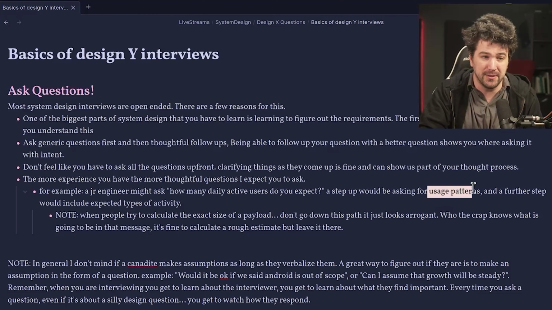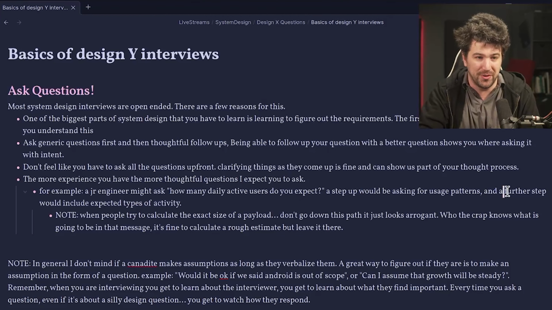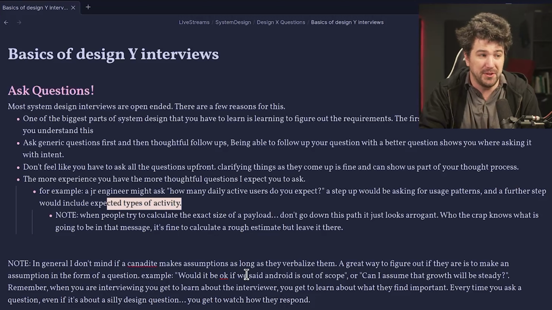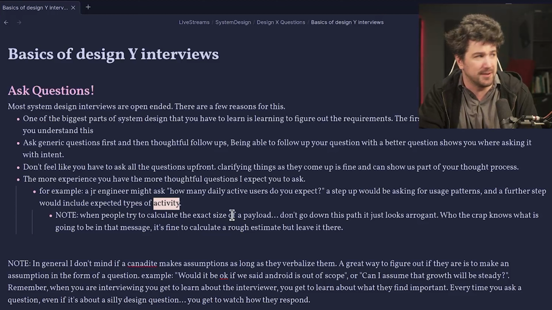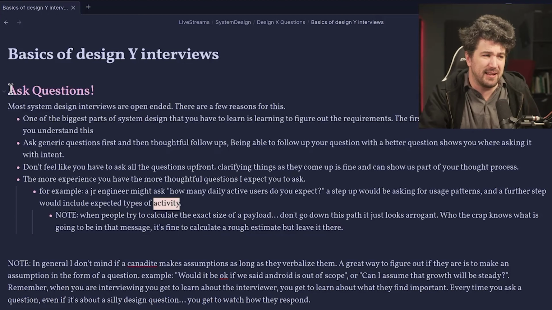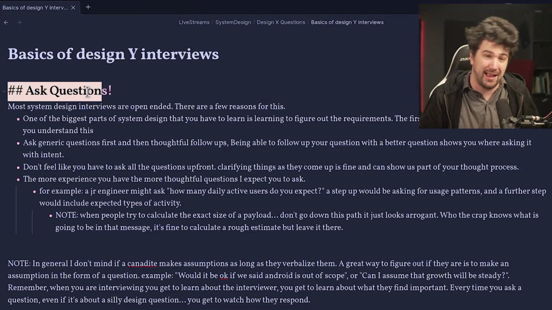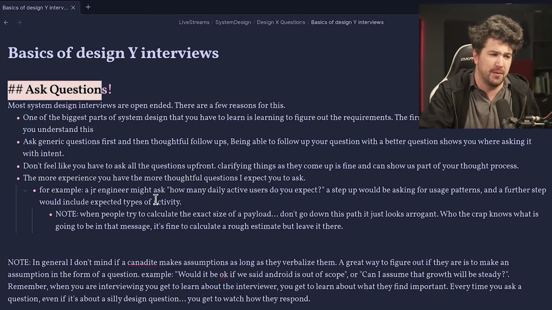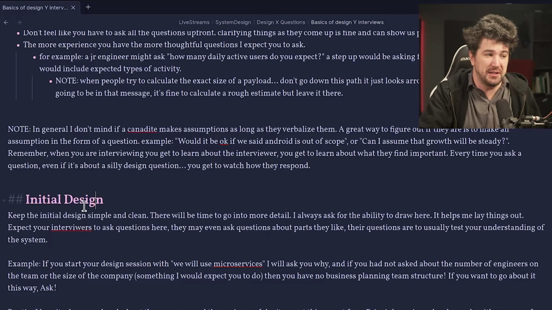Somebody with a couple years, I'd expect usage patterns. If you come to me with more than 6 years, you probably should be expecting the types of activities because you've been burned by this and it's hurt. At this point, this is kind of the first segment: ask a bunch of questions. Then you're going to move on to an initial design.